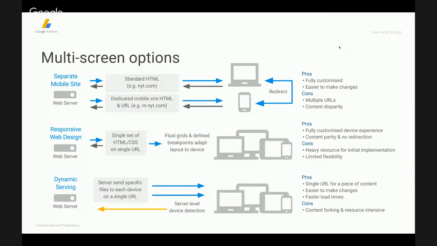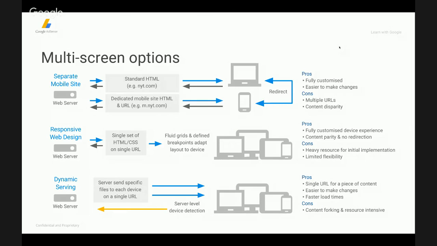This is a lot of text, and I don't want you to focus on it too much. Basically here, the idea is there are 3 different ways to go multi-screen. Number one, you can see it's a separate mobile site. Obviously, these are 2 different elements. You're working with 2 different codes and so forth. There are pros and cons for each of them.